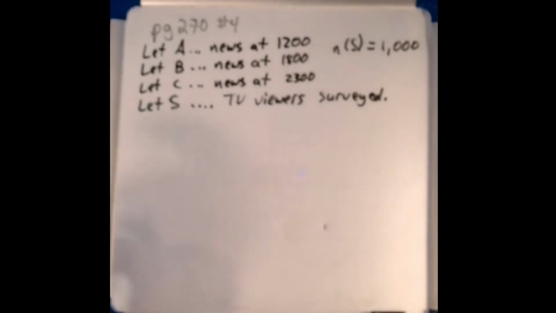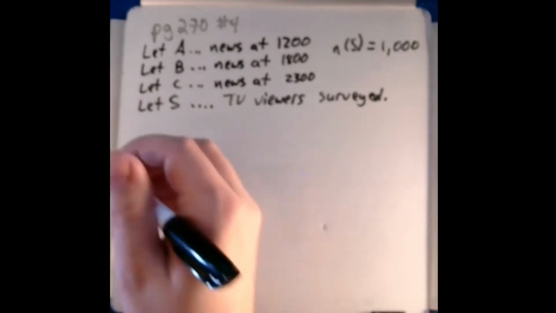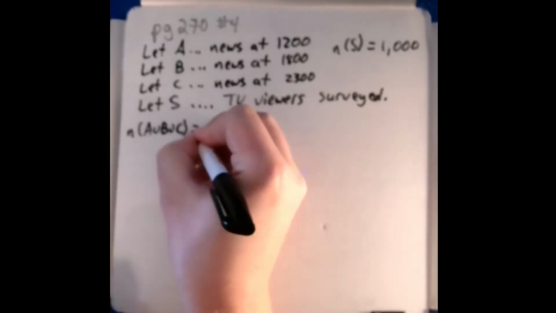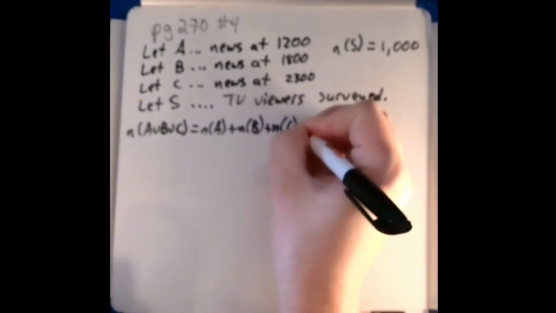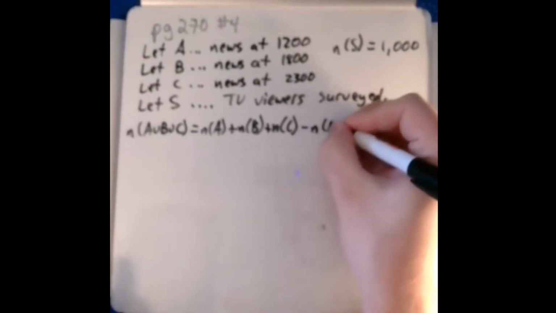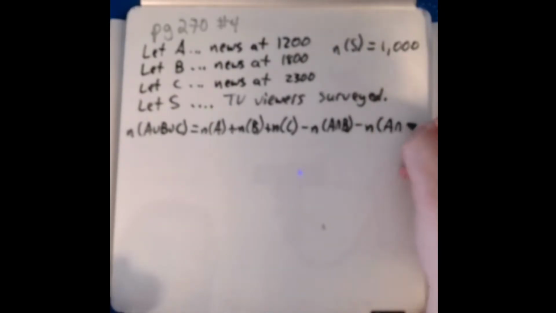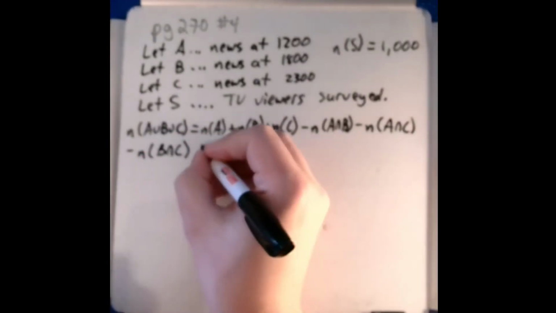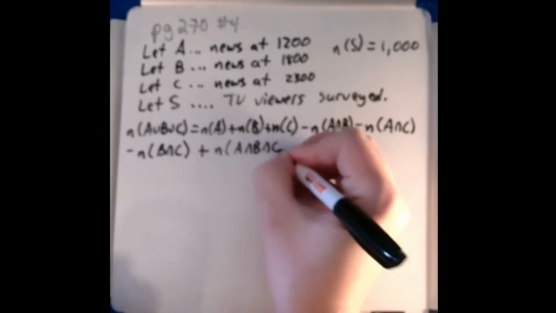We can do this without a Venn diagram, but we notice right away that we're working with 3 different sets. So we're going to use our principle of inclusion and exclusion for 3 sets. Cardinality of A union B union C is equal to cardinality of A plus cardinality of B plus cardinality of C, minus all the intersections: A intersect B, minus A intersect C, minus B intersect C, plus, and we have to add back in that triple overlap in the middle, A intersect B intersect C.